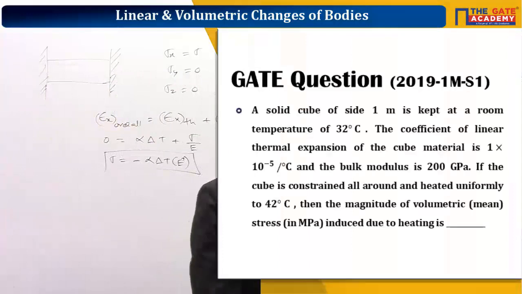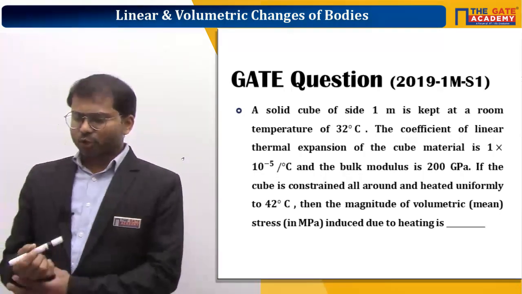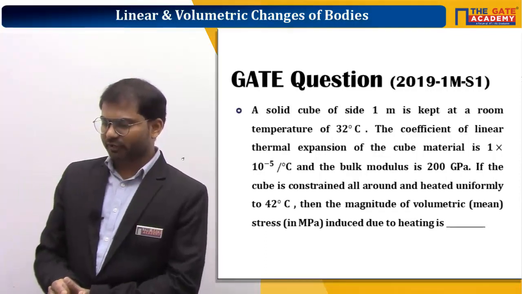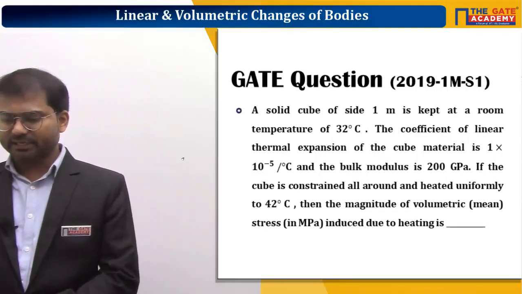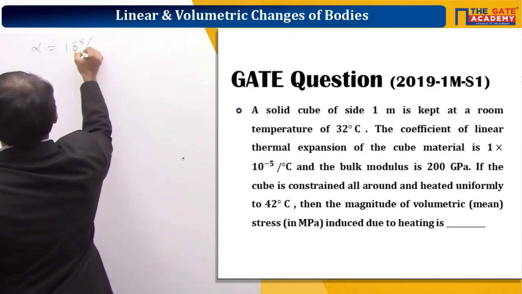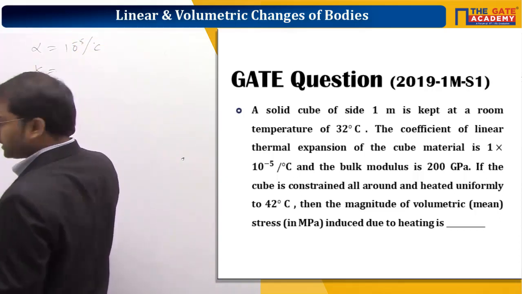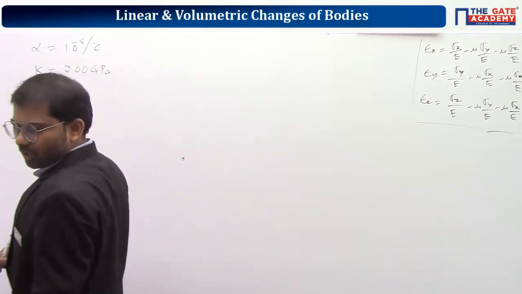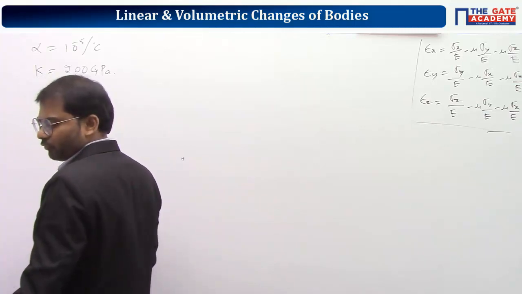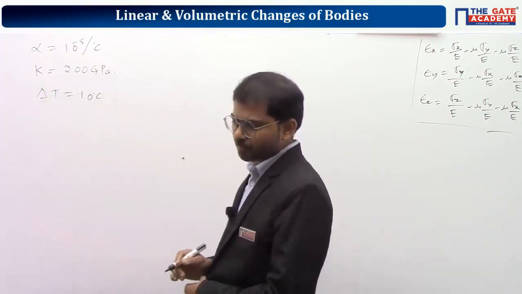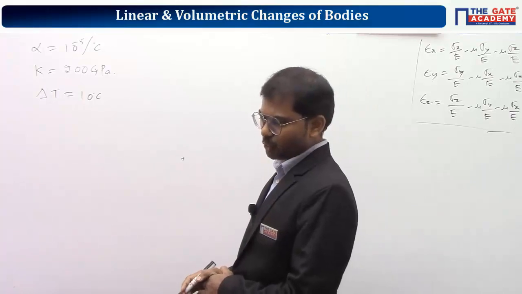It was asked in the 2019 exam in the mechanical engineering paper. It's given that a solid cube of side 1 meter is kept at a room temperature of 32 degrees centigrade. The coefficient of linear expansion of the cube metal is 10 power of minus 5 per degree centigrade and bulk modulus is 200 gigapascal. If the cube is constrained in all directions and heated uniformly to 40 degrees centigrade, here delta T is equal to 10 degrees centigrade. Temperature is rising here. Then the magnitude of volumetric mean stress induced due to the heating is.